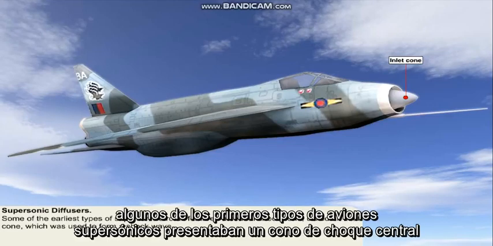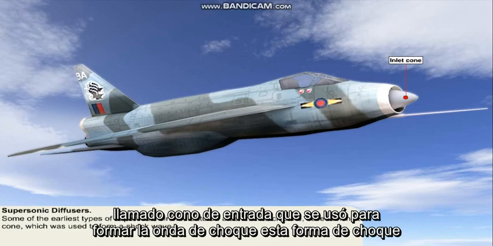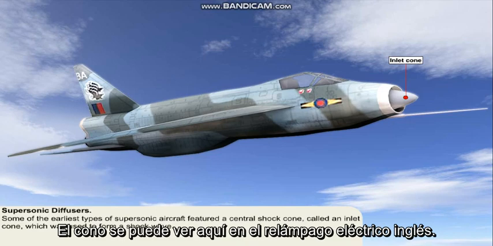Some of the earliest types of supersonic aircraft featured a central shock cone, called an inlet cone, which was used to form the shock wave. This form of shock cone can be seen here on the English Electric Lightning.